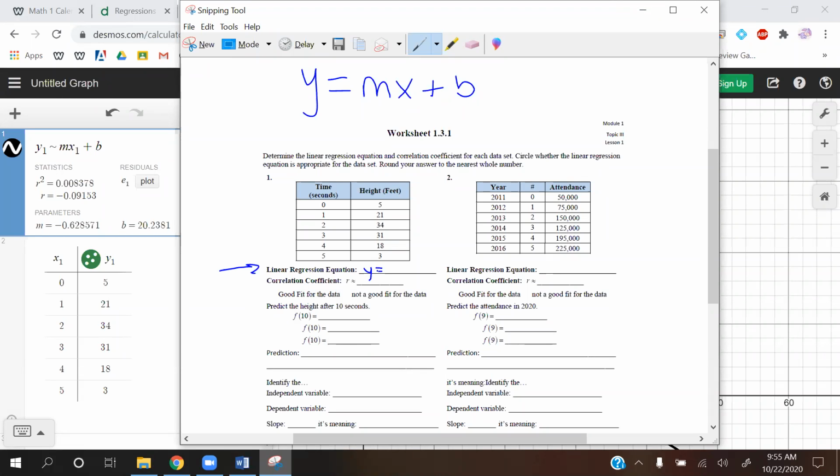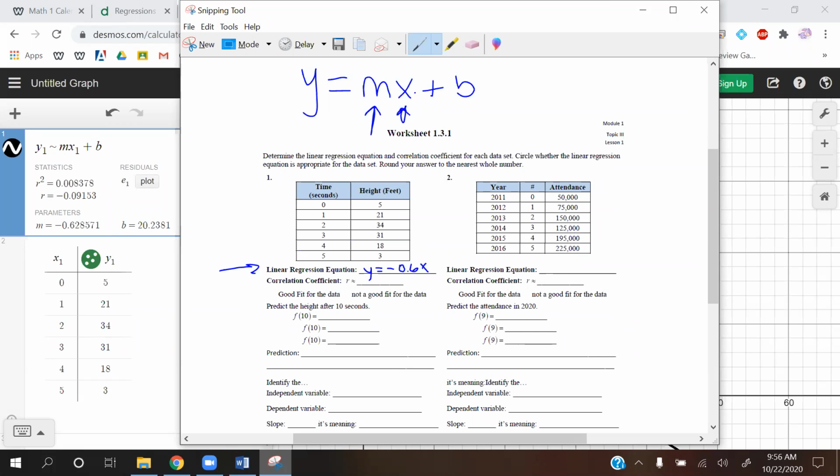Okay, y equals. All right, so now for this m, we have to look on Desmos. What is the m they gave us? Do you see it right over here? This is our m. So instead of writing the letter m, I'm going to write this, negative 0.6. I'm just rounding it because I don't want to write all of that. Negative 0.6. And then I have the letter x. And then plus b. What is my b? I probably lagged for a second.